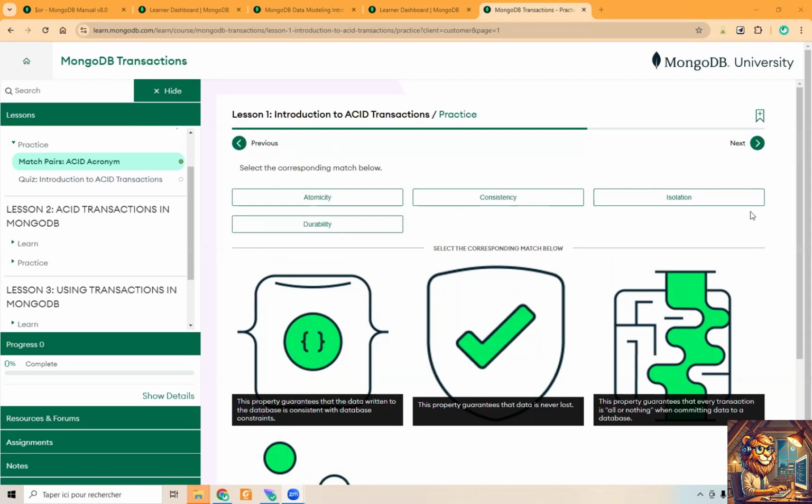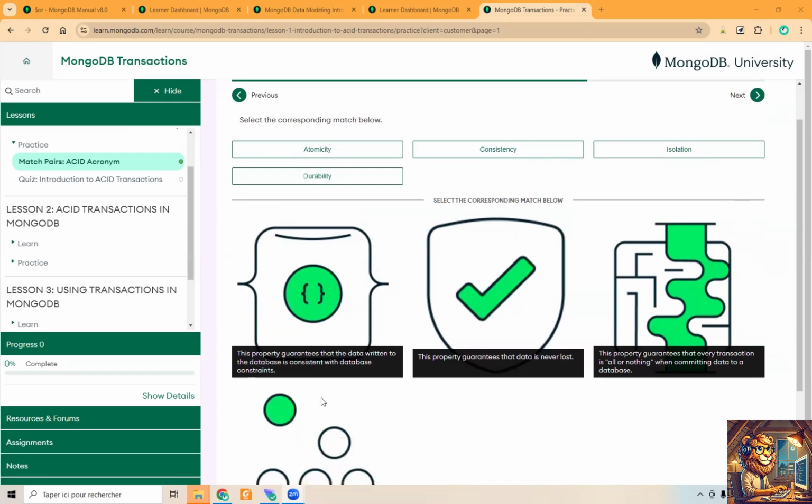And those are called ACID transactions, and the acronym stands for atomicity, consistency, isolation, and durability. And we'll have a look at this in this quiz. So we need to match the definition with the term.